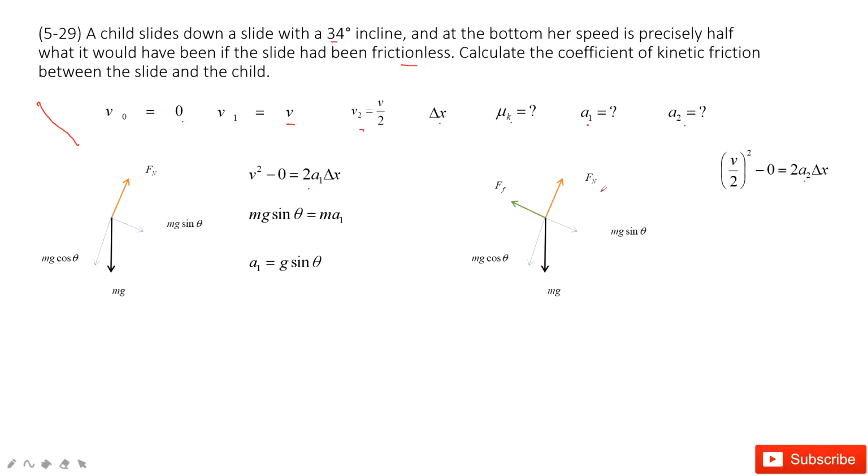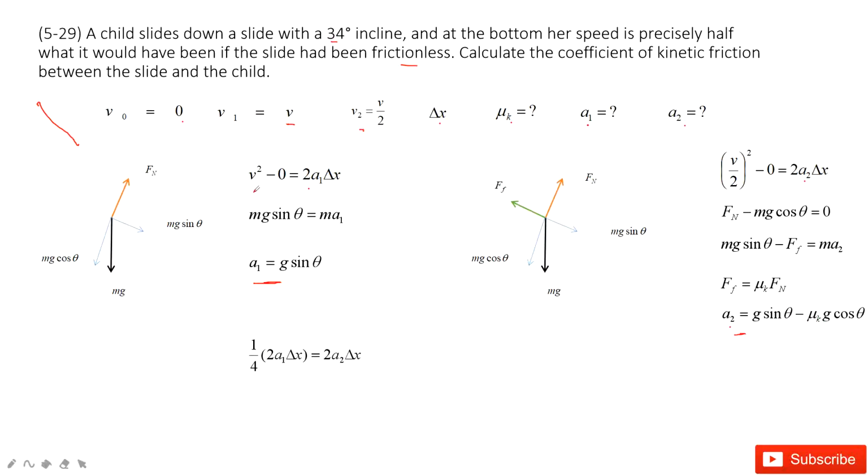And then look at the second situation. We have the y component, F1 minus mg cosine theta equals 0. And in the x component, we have mg sine theta minus the friction equals mass times acceleration a2, right? And then we can get the friction is mu k times F1. So we know the acceleration a2 is g sine theta minus mu k g cosine theta. See, we get the expressions for acceleration 1 and acceleration 2 as functions of theta and mu k.